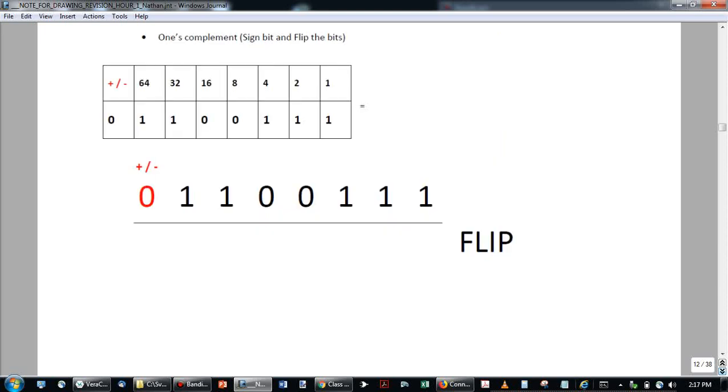So what we looked at was something called 1's complement. 1's complement is basically you have the sign bit and you flip the bits. So if I have this number 011001111, what number is this?